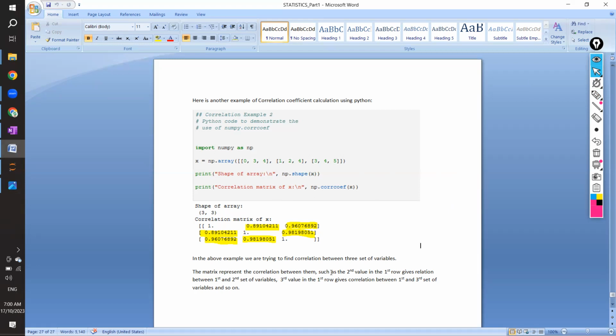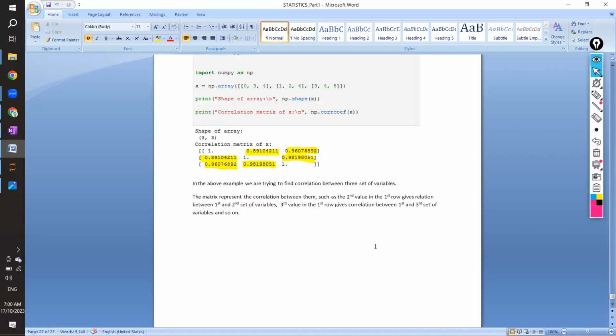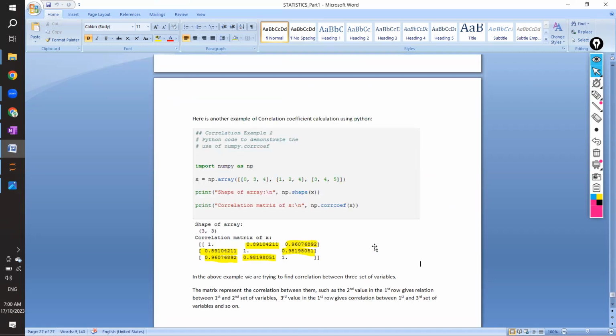The matrix represents the correlation between them such that second value in the first row. Okay, I have explained it. So these are the different correlations. Okay, fine. So this is how you can find out the correlations for any two numbers.